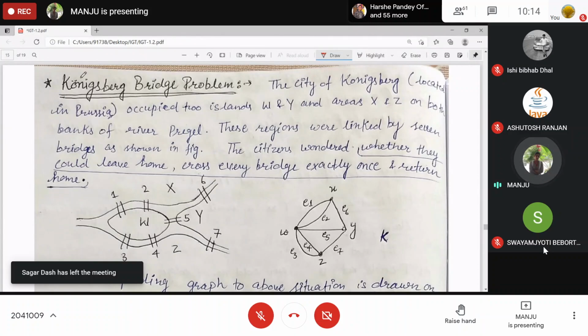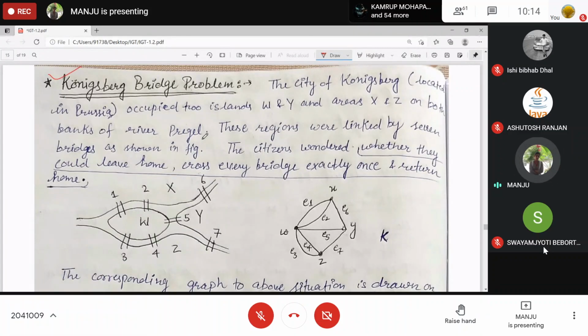This Konigsberg bridge problem we have done, right? On the very first day. First day, yes, ma'am. Now there is this river and you have these land masses X, Y, Z, W. The city contains four land masses, two on the bank of the river and two islands. And these are bridges 1, 2, 3, 4, 5, 6, 7, connecting these land masses.